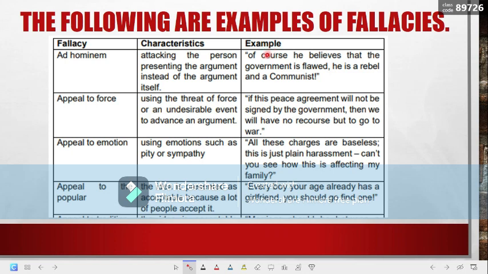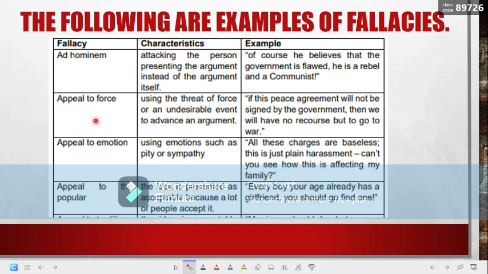For example, this is the example. Of course, he believes that the government is flawed. He is a rebel and a communist. So, you are attacking the person presenting the argument. Okay? Because the person is a rebel and a communist, that's why you said that he believes that the government is flawed. So you're not already talking about the argument itself.